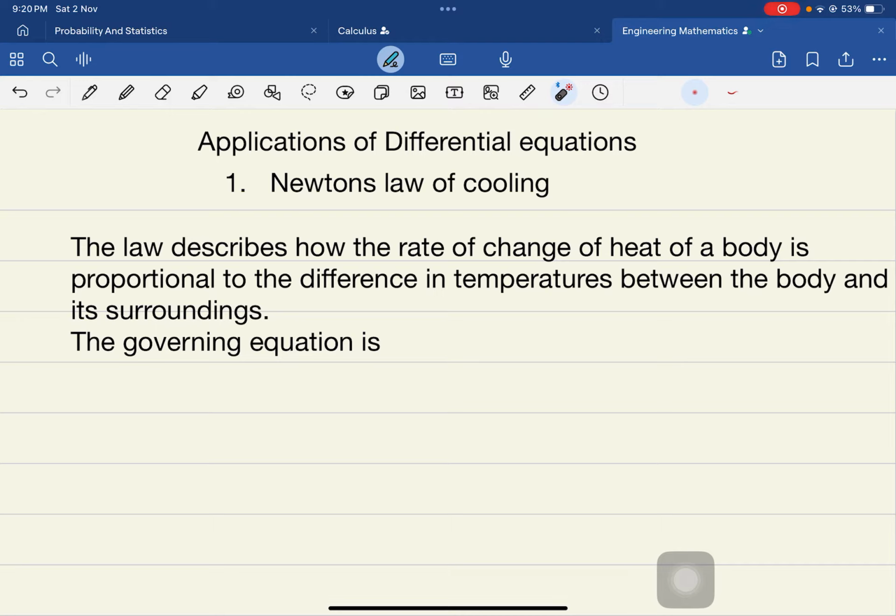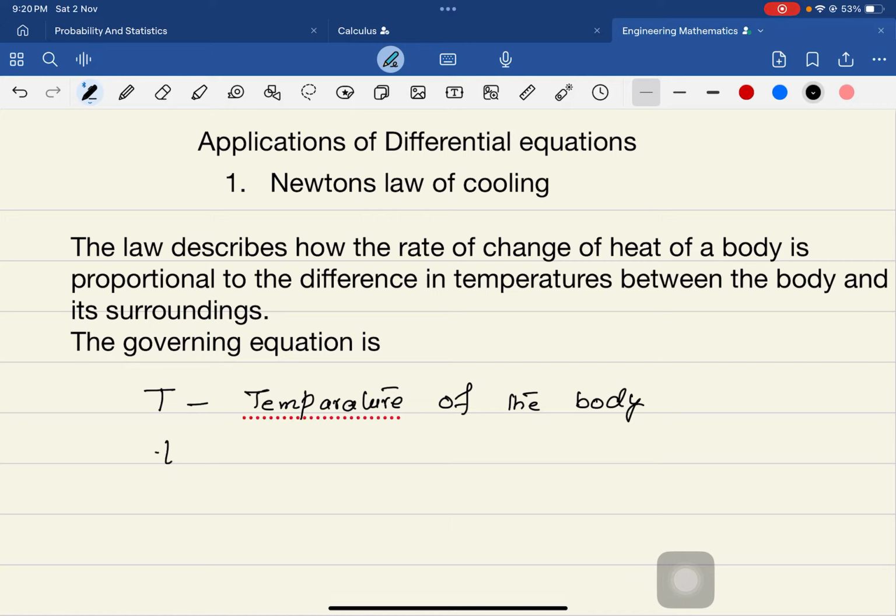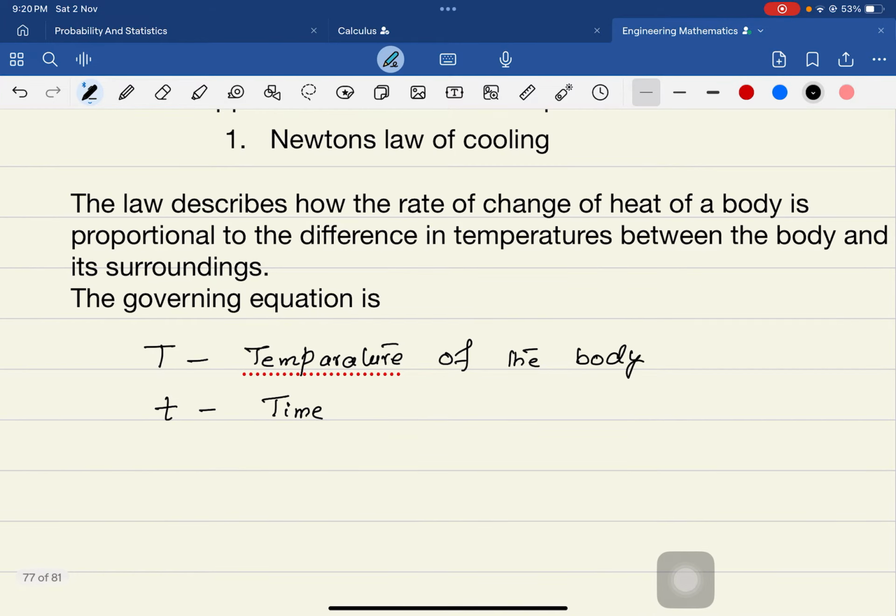So there should be some governing differential equation for this, right? In words, whatever I have explained now, the rate of change of heat of a body is proportional to, that means the rate of change of the heat is with respect to what? The time. So now I write that capital T is the temperature of the body, and small t is the time, with respect to which we will define.